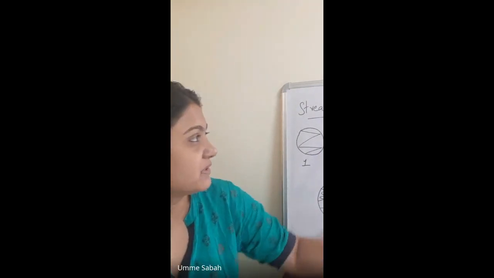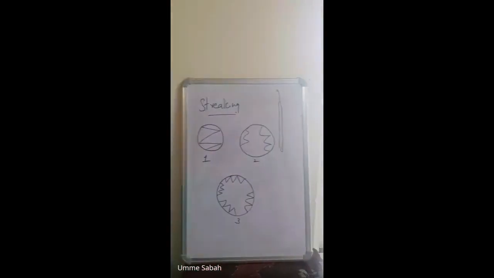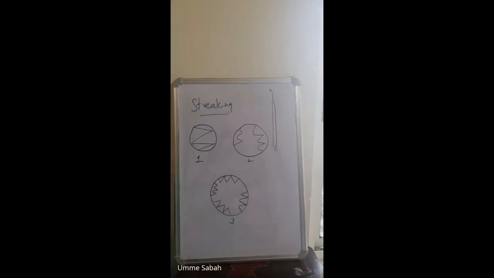Then, apart from this, for culturing, the very, very important instrument is the loop. Okay. Loop, something which I've drawn here on the board like this. That elongated structure, that is the loop, okay? That is very important.